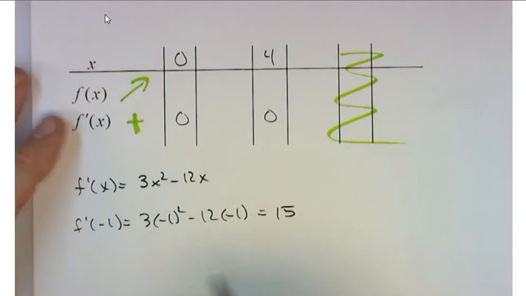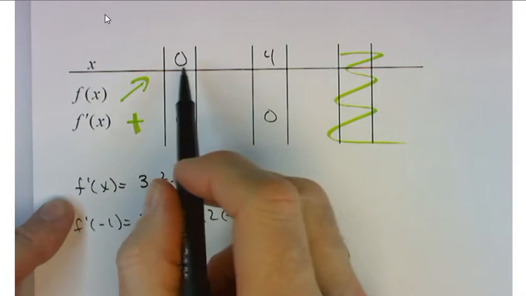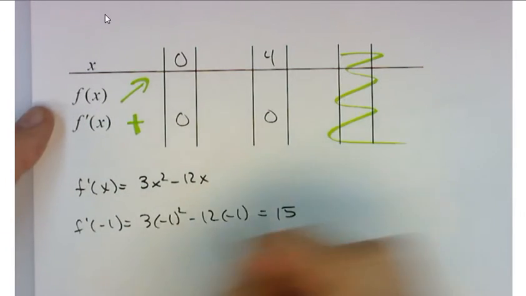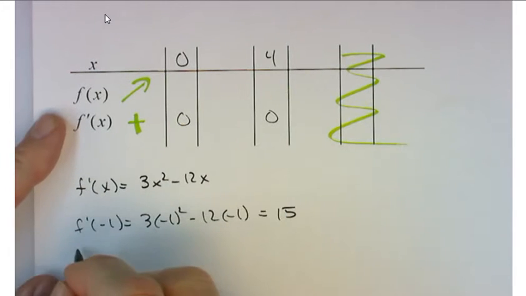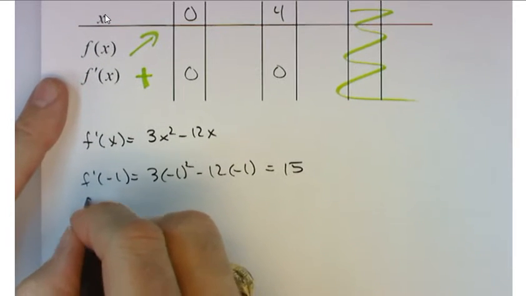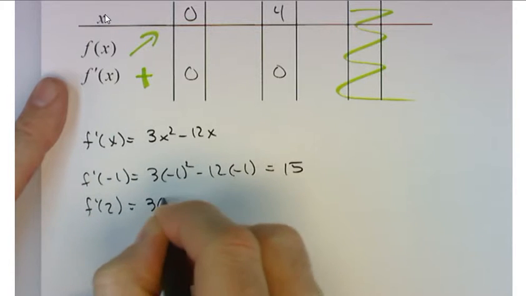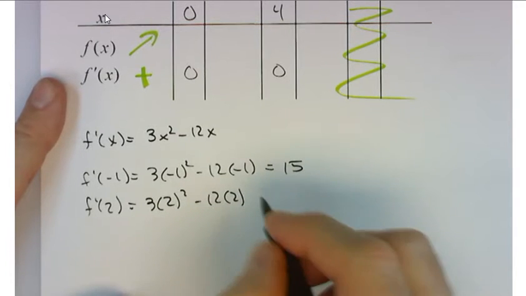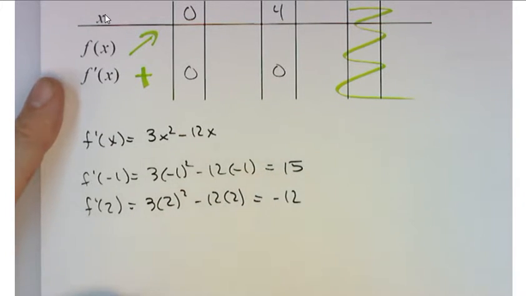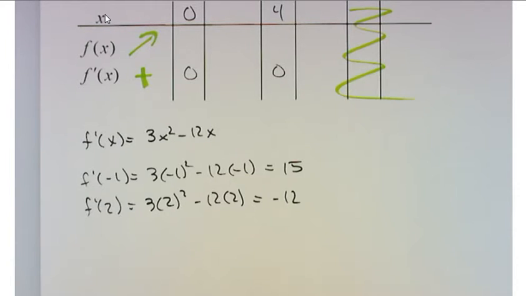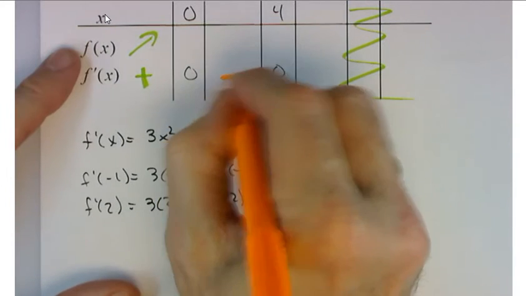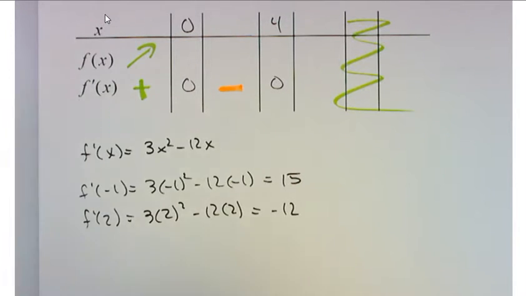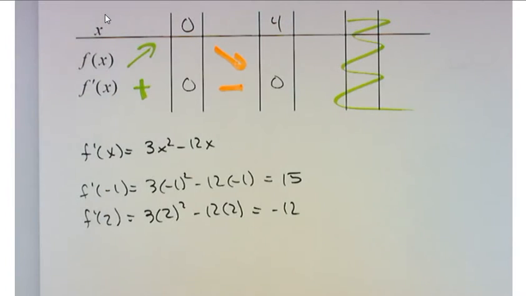How about between 0 and 4? Well, let's choose a value and test it. That value has to be between 0 and 4, so maybe 2. So let's test f prime of 2. F prime of 2 is going to be 3 times 2 squared minus 12 times 2. So 4 times 3 is 12, minus 24 is minus 12. And again, the big thing to see here is the sign. It's negative. And if the derivative is negative, that's telling you that the function is decreasing in this interval.